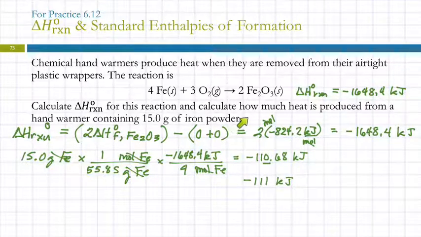Now, this is saying calculate how much heat is produced. Do I say that negative 111 kilojoules is produced? No. I say 111 kilojoules are produced, because the negative and the produced mean the same thing, and so we don't want to say that over and over again.